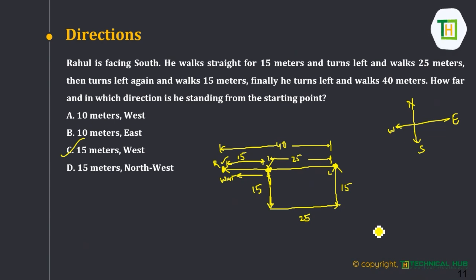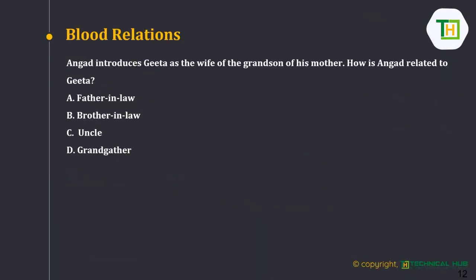So move on to the next question from blood relations. Angad introduces Geeta as the wife of the grandson of his mother. Okay, in such types of questions, like showing a photograph or introducing a person, the concentration is on this particular part, right? This is the sentence given by Angad. What he said is, he introduces Geeta, a lady, as the wife of the grandson of his mother.